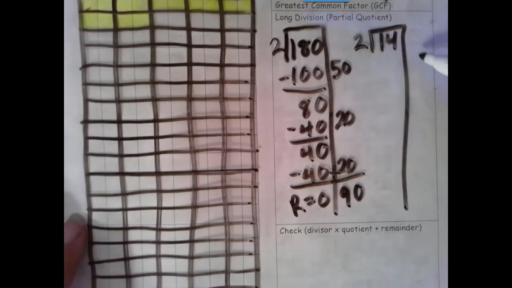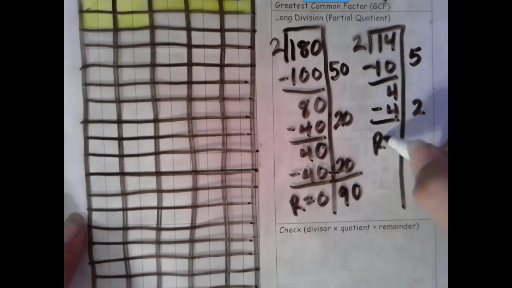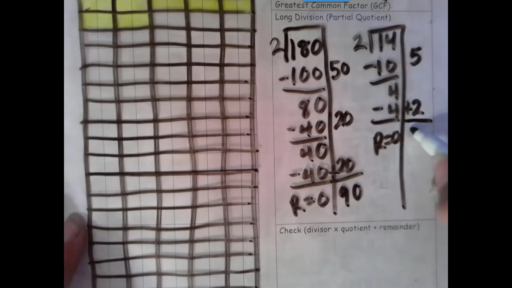Okay, now over here, I know that 5 times 2 is 10. More on top, no need to stop. Numbers the same, zeros a game. And 2 times 2 is 4. Numbers the same, zeros a game. Add up our partial quotients. 5 plus 2 is 7.